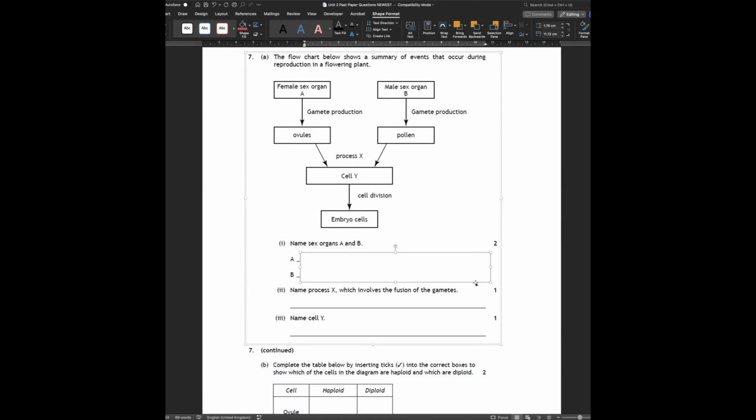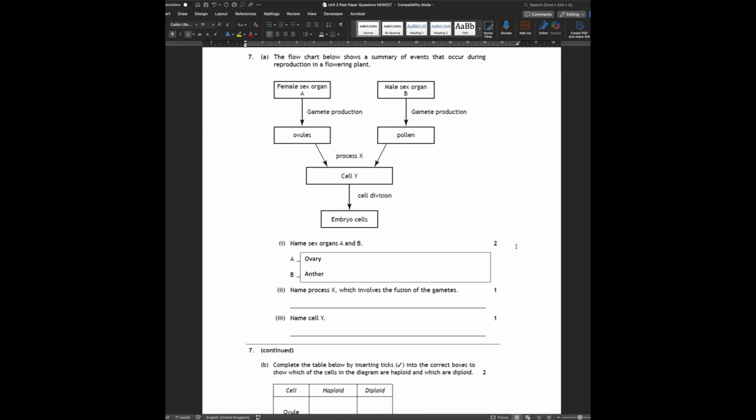So let's have a look at question 1 here, part 1. Name the sex organs A and B. A is producing the ovules, so that's going to be the ovary, and B is producing the pollen, so that's going to be the anther. The most common wrong answer that we get here is where people have applied the animal organs to the question rather than the plant organs. So just make sure you look out for that. Often students just skip down to the actual question at the bottom and they don't read the stem of the question. Please read all the information that you're given before you attempt your questions.